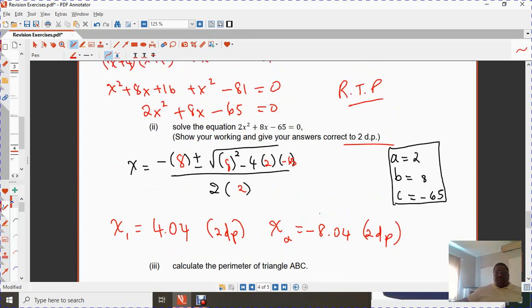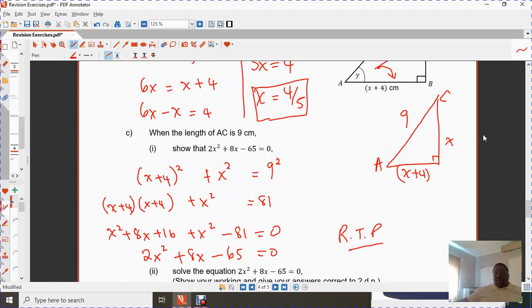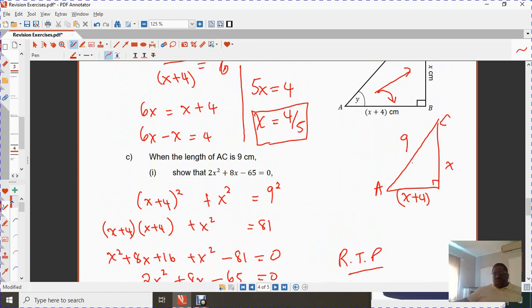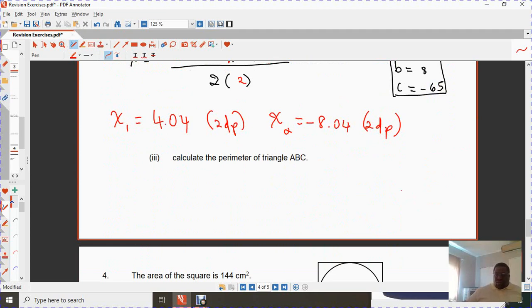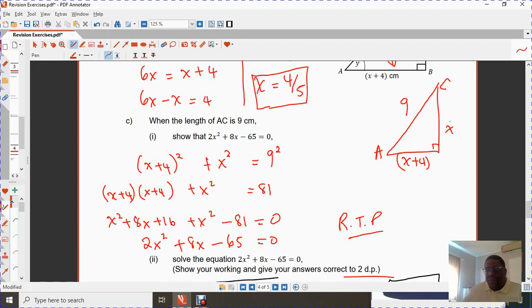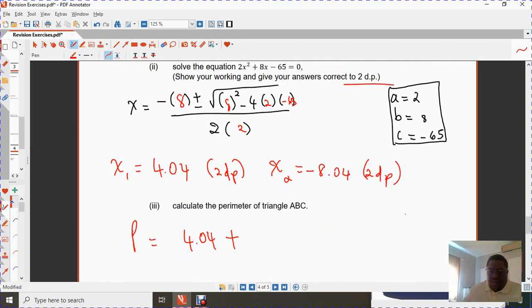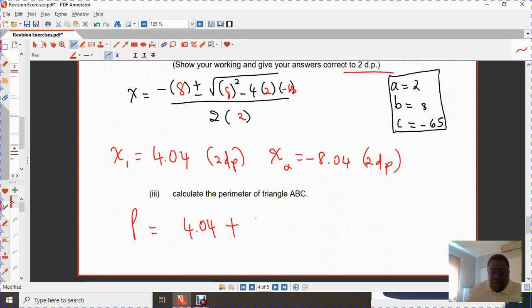Now, they want us to calculate the perimeter of the triangle ABC. Again, if we have to find the perimeter of ABC, I can't use the negative value of 8. So I'm just going to say the perimeter will therefore be 4.04 plus. That 4.04 is like my x value here. So I'm going to have plus 9 plus x plus 4. Plus 9 plus 4.04 plus 4.